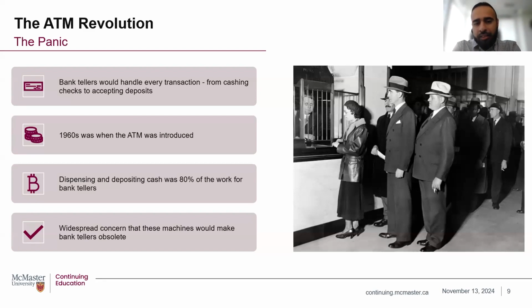And there was a huge fear at that time that all these bank tellers were going to go out of work, out of business. We're going to have mass layoffs. Tech is ruining the banking industry, and mass unemployment is going to be a huge issue. So this widespread panic was happening in the 60s, similar to what we're seeing today. If we go to the next slide.